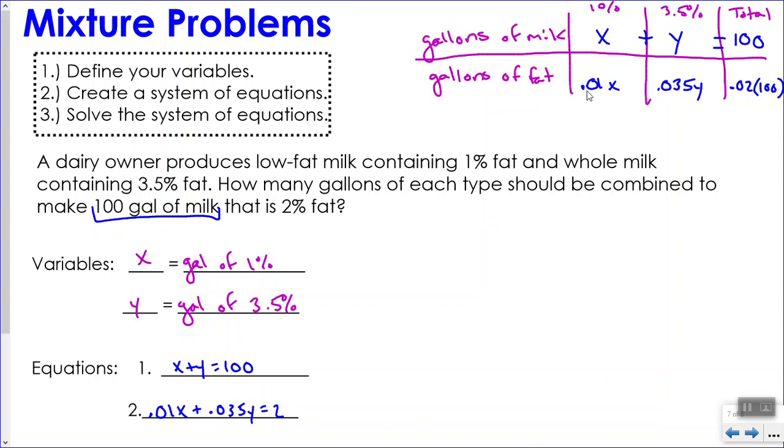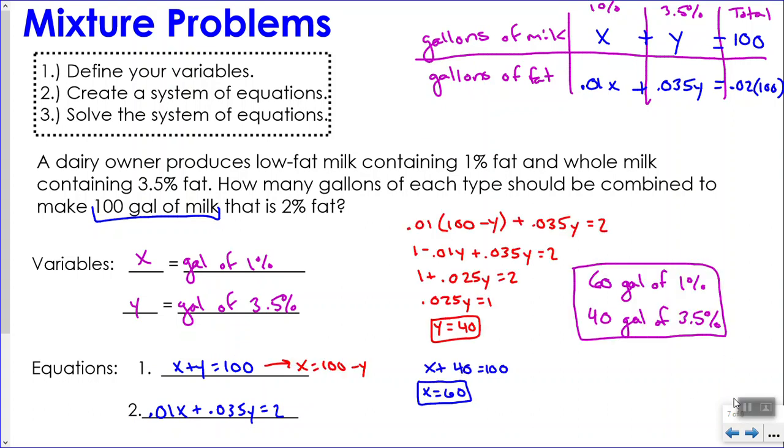So we take 0.01, because we want to convert that to a decimal, and multiply it by the number of gallons of 1%. We add that to 0.035 times the number of gallons of 3.5%, because that'll tell us how much fat is there. And altogether, we want to have a 2% mixture. So 2% of my 100 gallons that I'm done with is going to be pure fat, which is kind of gross, but it is what it is. And so 2% of 100 is 2. So here is our system of equations. Go ahead and pause the video and see if you can solve that.